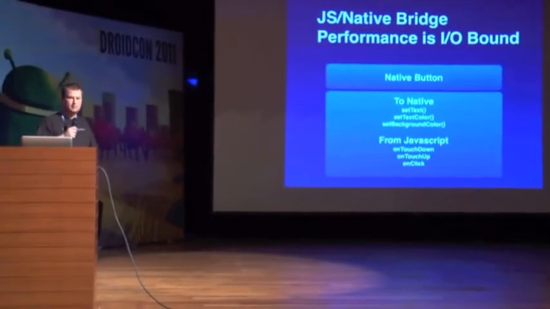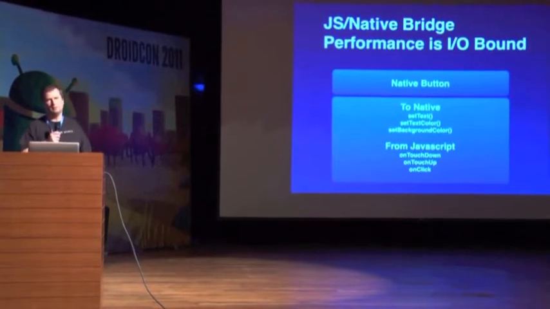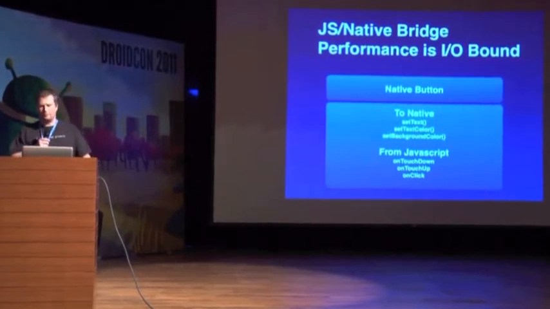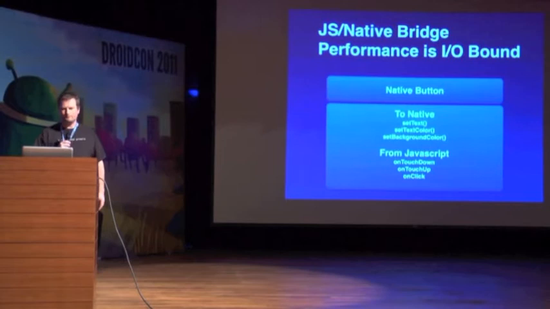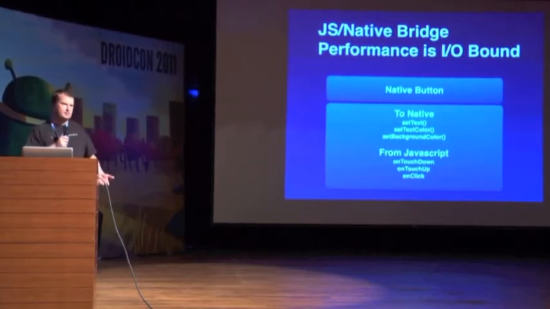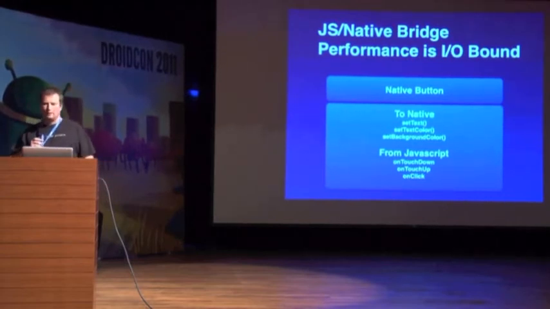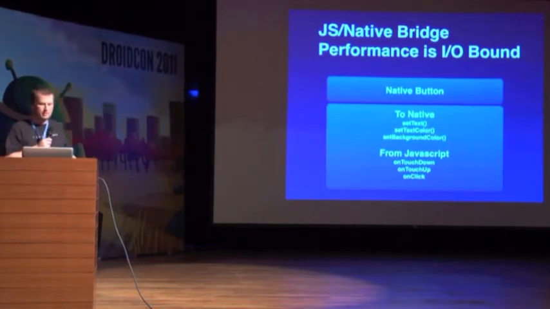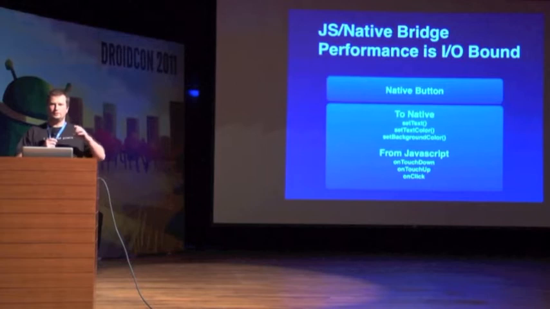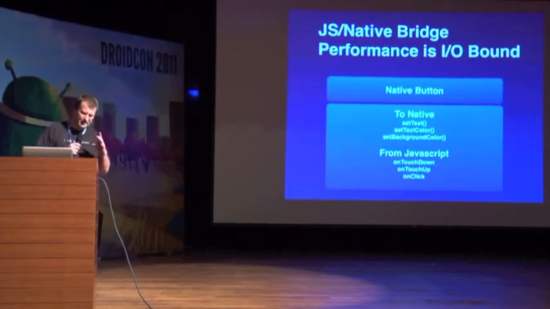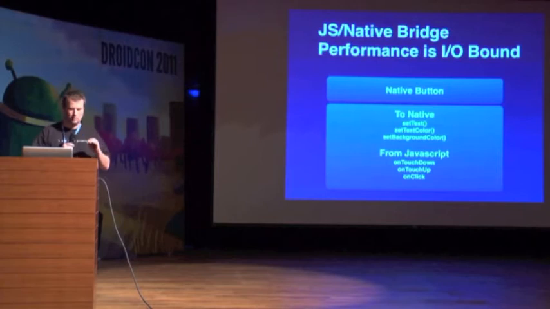And then on the way back, you have on touchdown and on touchup, and then on click, because on touchup and on touchdown are both needed to make an on click, but there might also be on swipe or on scroll or whatever. And most of the time, JavaScript is only interested in one particular event, which might be the on click or the on tap. So this ends up with lots and lots of traffic between JavaScript and the native. And what you find is that the responsiveness of the Titanium app is just not quite there. Really clever, but not quite there.